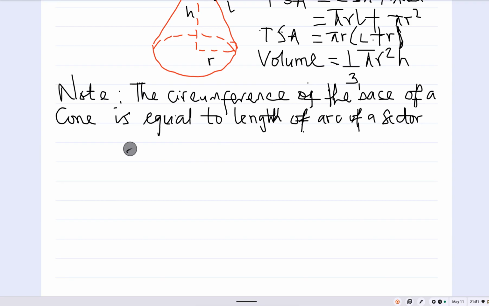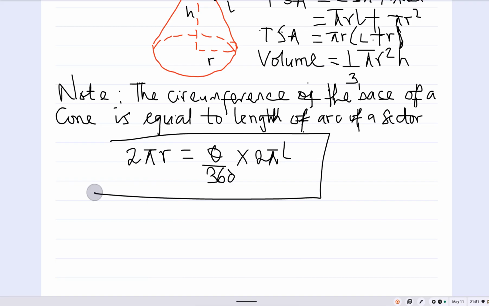So 2 pi r is equal to the length of arc of a sector of a cone. The length of an arc of a cone is given by theta over 360 multiplied by 2 pi l. So you should also note this formula. It is also something very, very important.